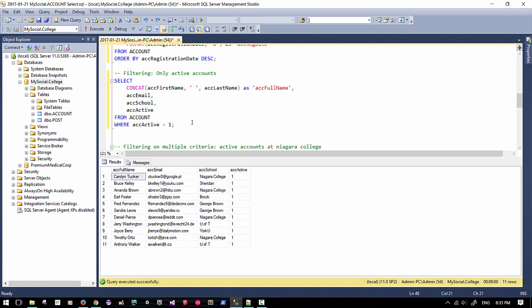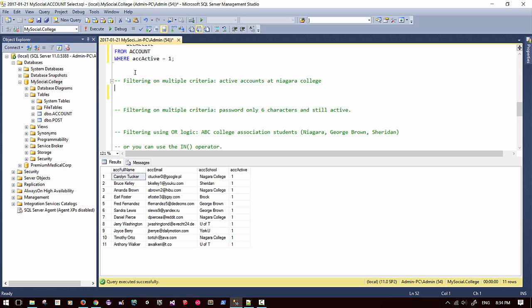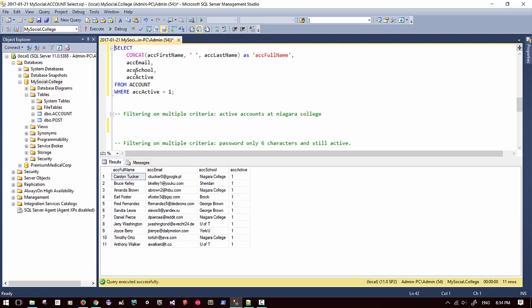Okay, so what happens if we have something beyond just one criteria? What if we want active accounts specifically for Niagara College because we are trying to run a campaign for Niagara College students? Well, let's see how we would do that.